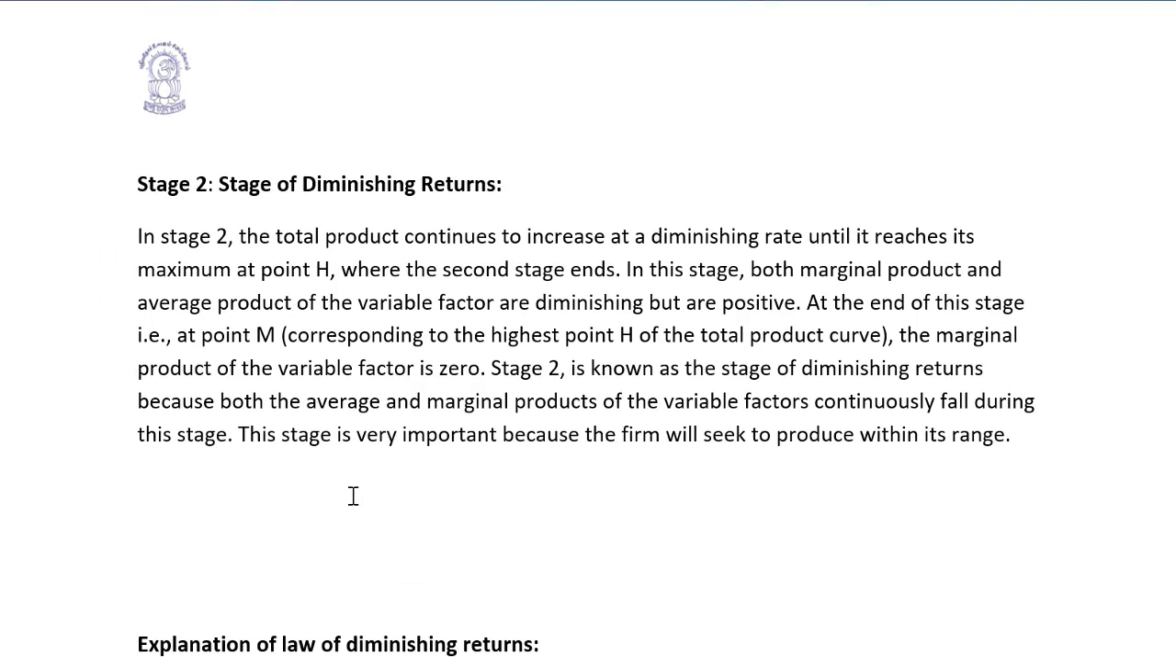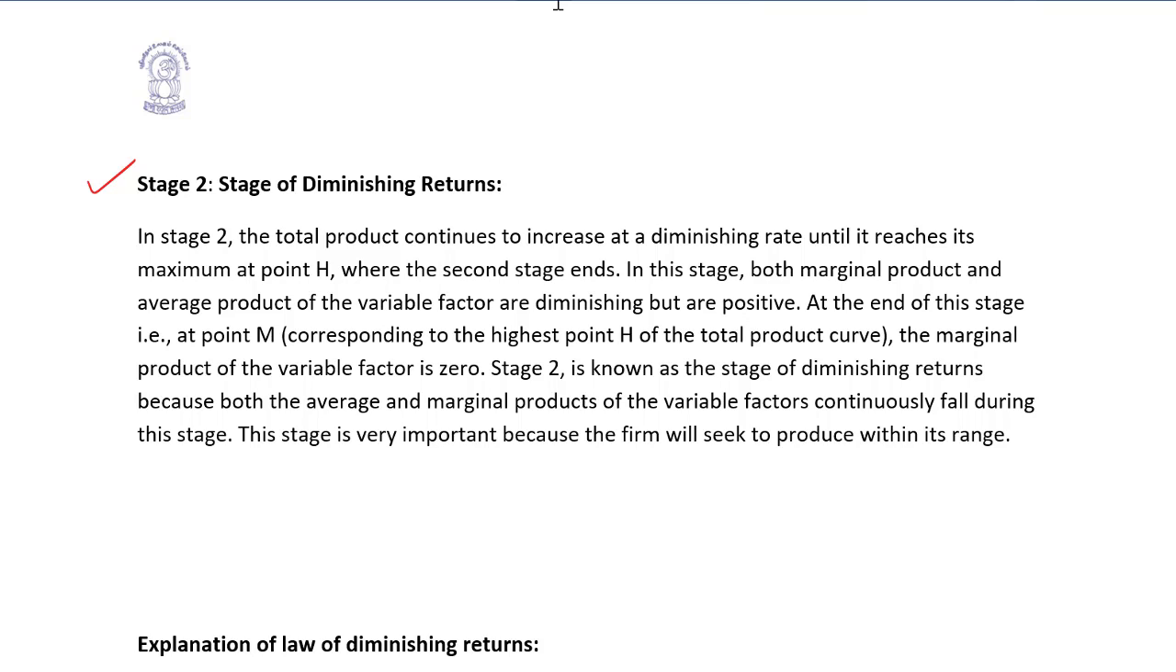Let's move ahead and see stage 2, that is the law of diminishing returns. The law of diminishing return. So basically in this law, from the point where AP is maximum, that is MP equal to AP, to the point where TP is maximum, that is MP equal to 0, TP increases at a decreasing rate as per this law, and TP reaches maximum at the end of stage 2.